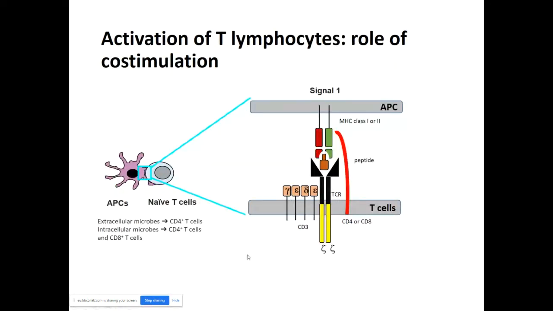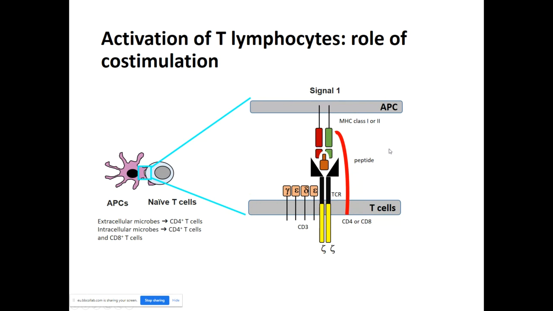And I will summarize that here. So here is an APC, antigen presenting cell. This is a naive T cell. And we assume that the antigen presenting cell has captured the antigen, processed it in such a way that it will be cleaved into small peptides and presented by MHC class 1 or 2. And this is the MHC molecule. This is the antigen presenting cell.